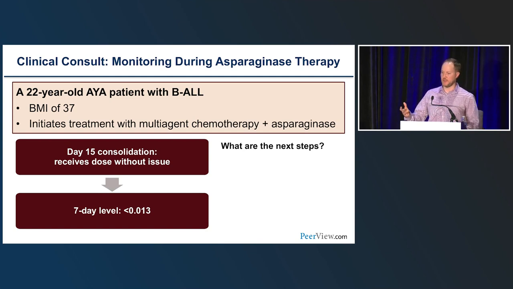We give this, he or she gets this multi-agent chemotherapy regimen with their asparaginase, Rachel, and on day 15 of their consolidation, they get their dose. The 7-day asparaginase activity level is less than 0.013. What do you think about this scenario, and what will we do next?